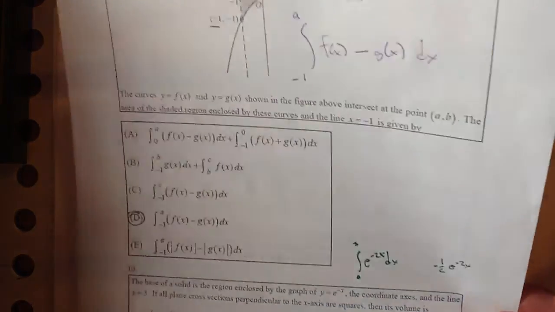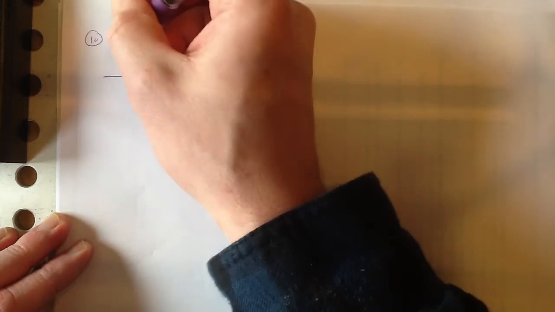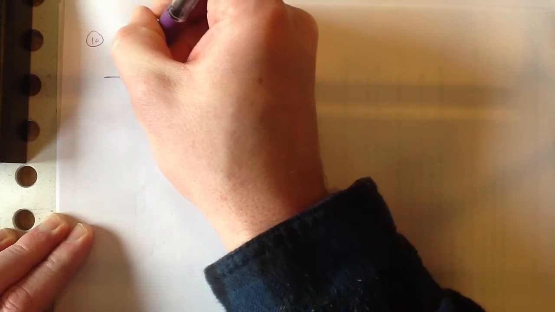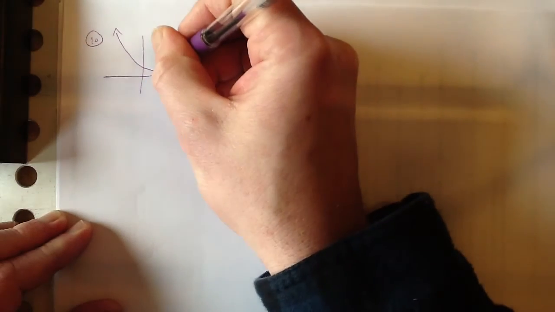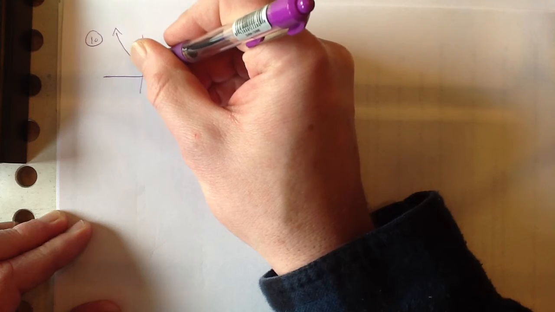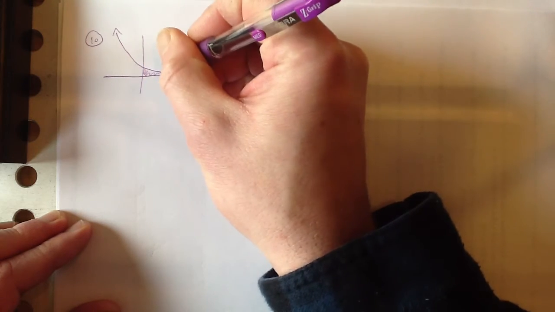Number 10. Base of a solid is the region enclosed by the graph of y equals e to the negative x. Putting the negative there just flips the e to the x function like that, right? The coordinate axes and the line x equals 3. So we're talking about this region here. That's x equals 3 right there.